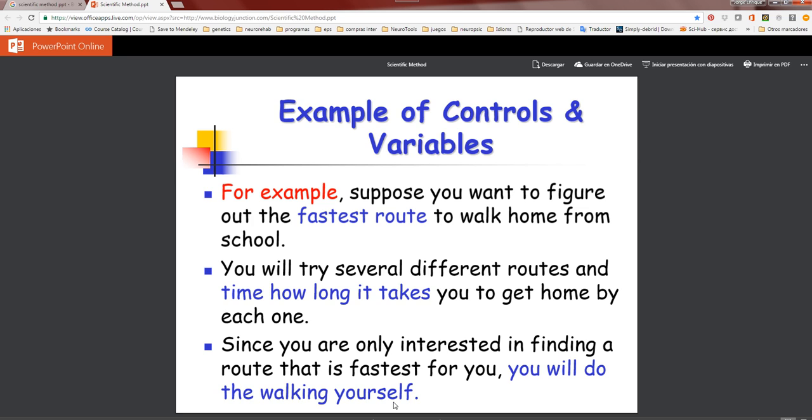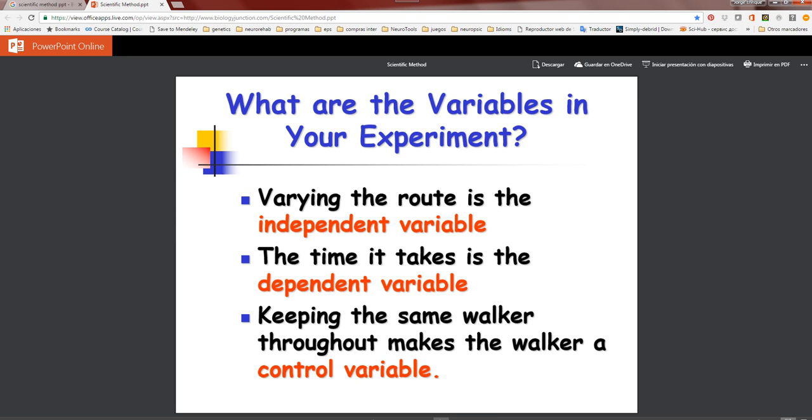Another way is to have other people making the walks, but in this case we are going to work just with you. Then which are the variables that you have in this experiment? So varying the route is the independent variable, the one that you are able to change. You are the one that is looking at the different kinds of routes, so you are in control of this variable. That's why it's the independent one, because you are changing it on purpose.